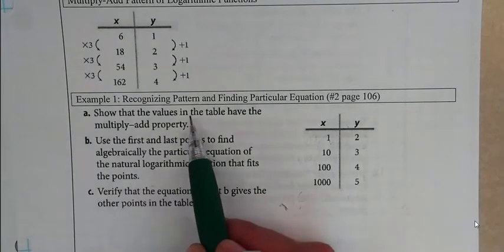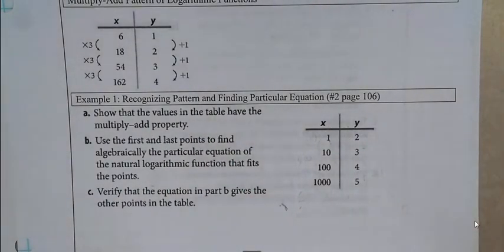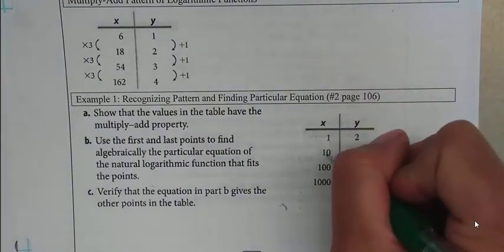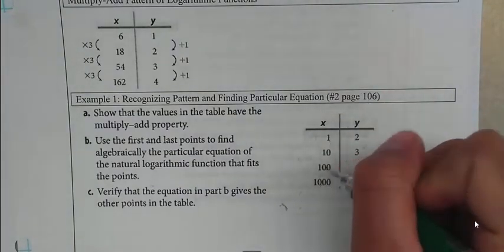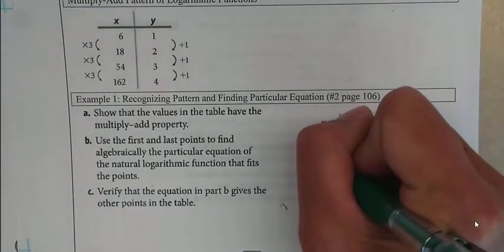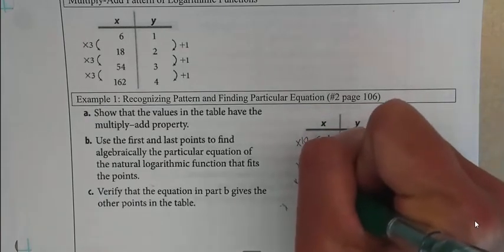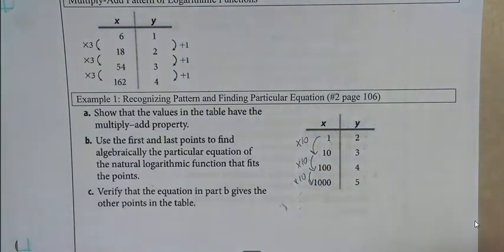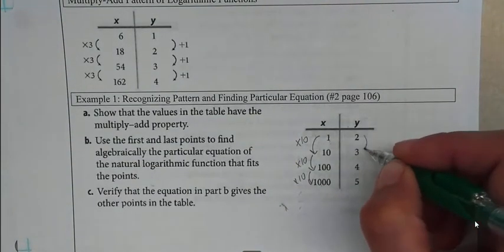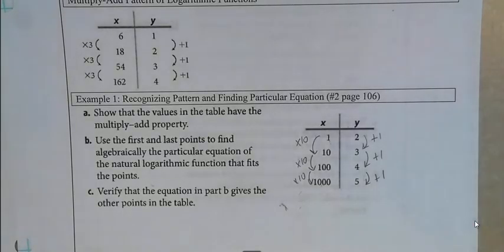A, show that the values in the table have the multiply-add property, which then we can conclude that this is a logarithmic function. So going from 1 to 10, 10 to 100, 100 to 1,000, I notice each one of these is multiplied by 10. So there is a multiplication of 10 to get to the next input on each of these. Well, what's happening on those outputs? It looks to me like they're increasing by 1 each time. So that's how you could show that they have the multiply-add property.